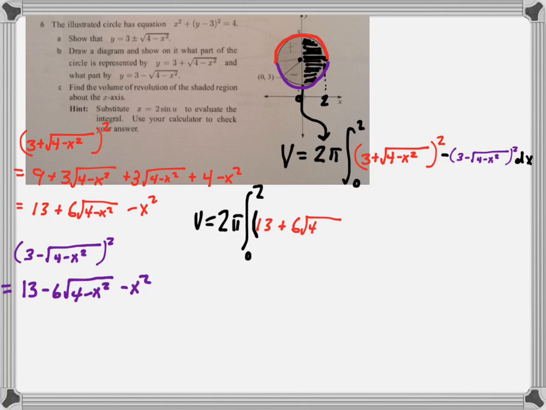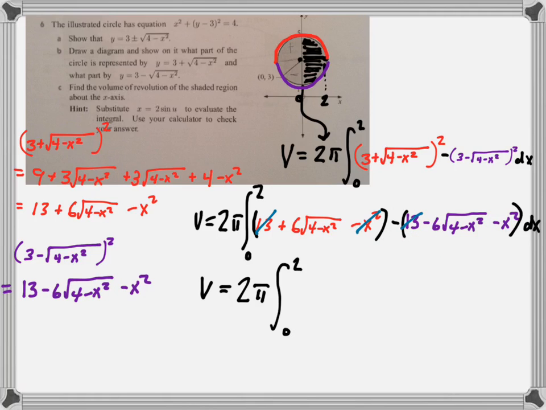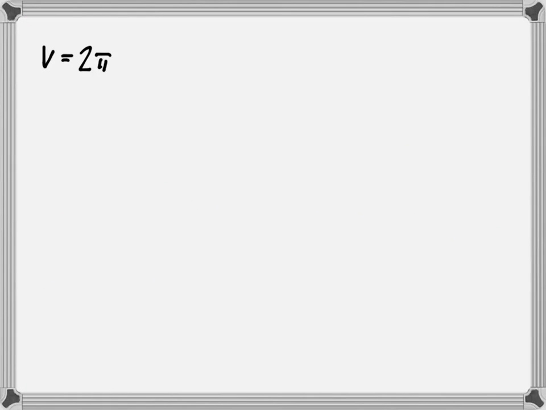So luckily I pre-foiled, so I just substitute all those values in, and I see the luxury here. We're going to have 13 subtract 13, and we're going to have negative x squared subtract negative x squared, which are all going to subtract out, and we'll just get 6x minus negative 6x for a total of 12 square root of 4 minus x squared dx. So this is a deceptively simple looking integral, but it's going to involve some crazy substitution, so let's get to that piece.